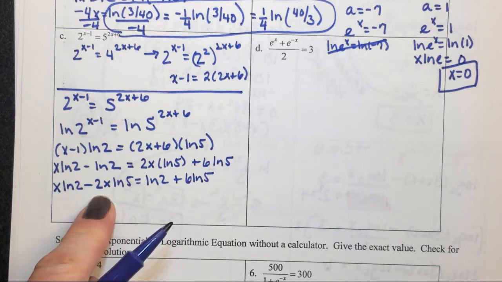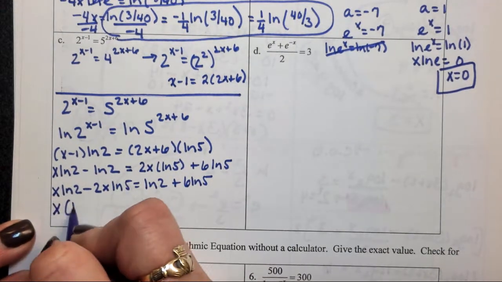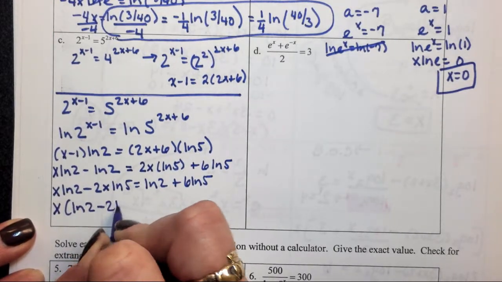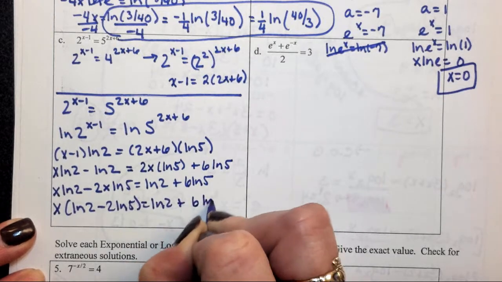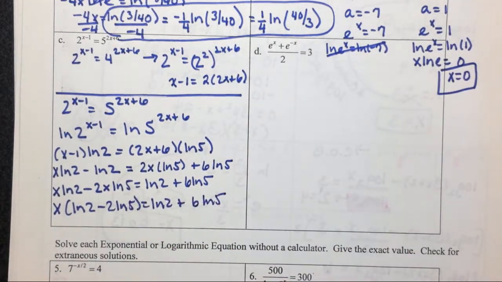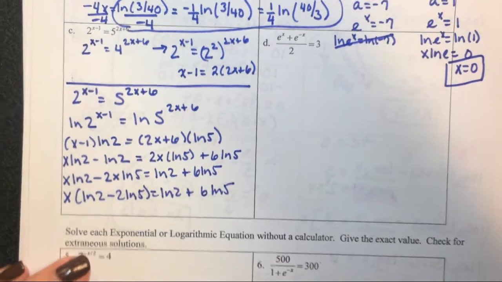Now, what can you factor out on the left? You can factor out a what? X. And then finally, what can you do here? You can do what? Divide.